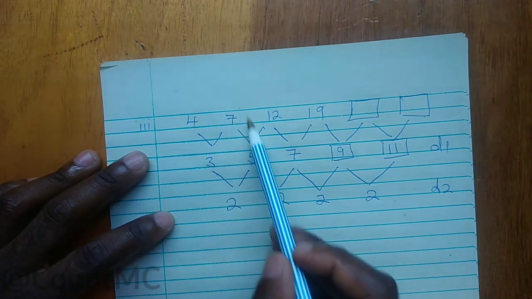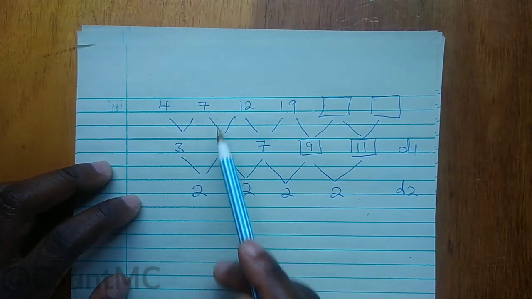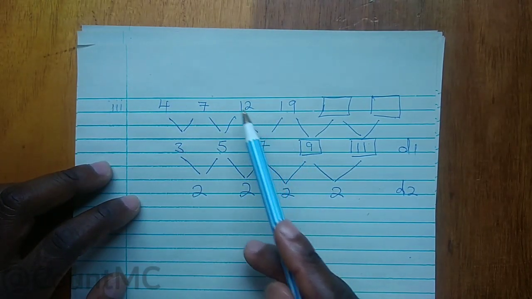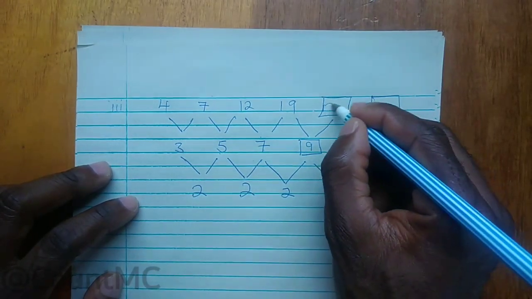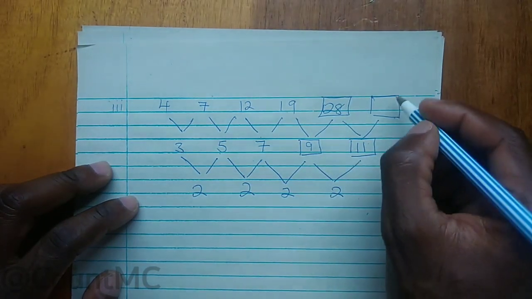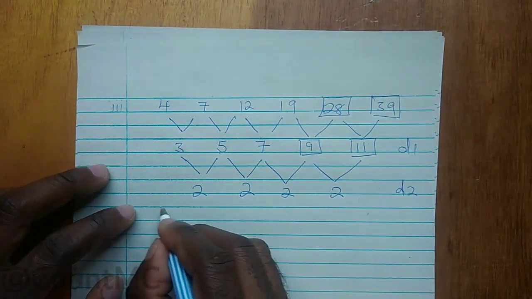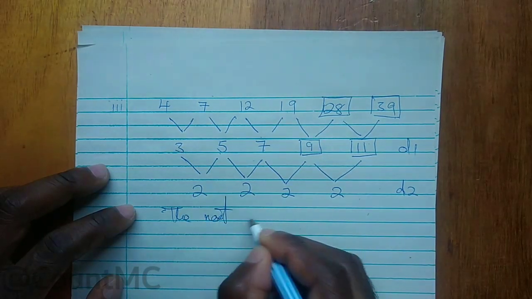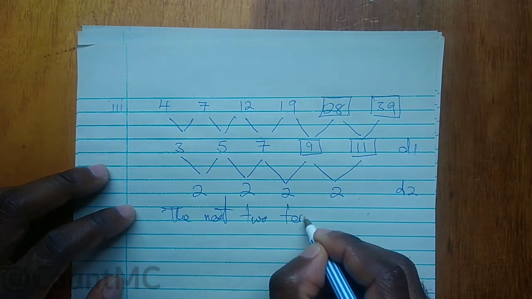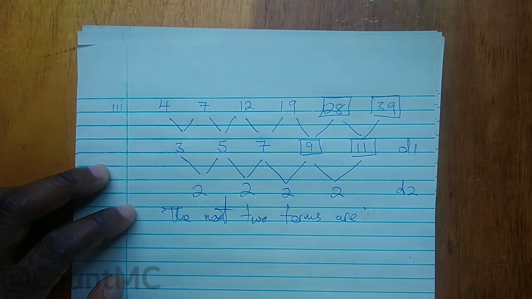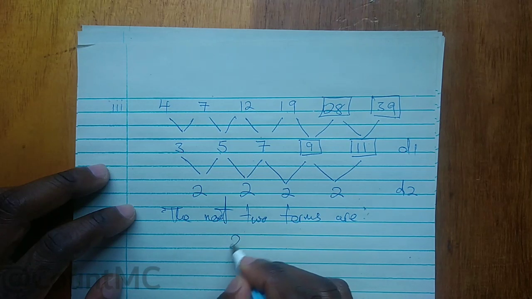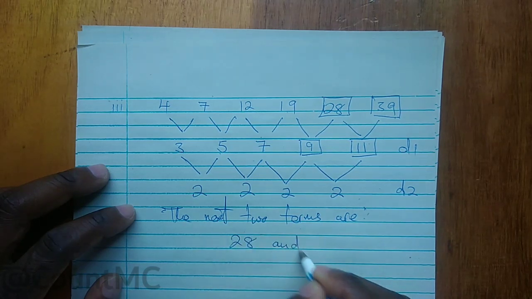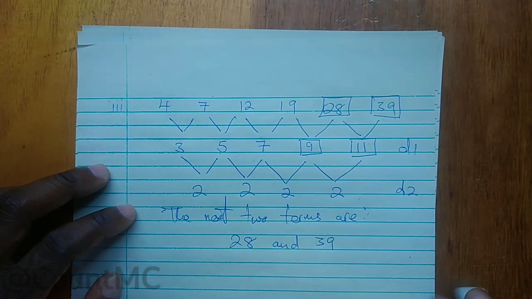Let's do this wave, which is dropping into this line. 4 plus 3, 7. 7 plus 5, 12. 12 plus 7, 19. 19 plus 9, that's a 28. 28 plus 11, that's a 39. So the next two terms are, this is the sequence we're dealing with, so these are the next two terms, 28 and 39.